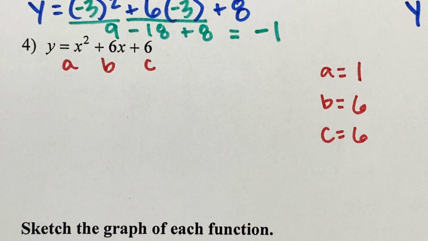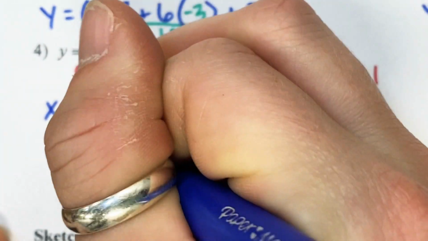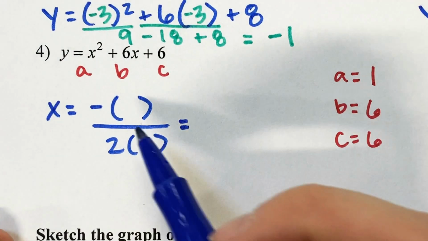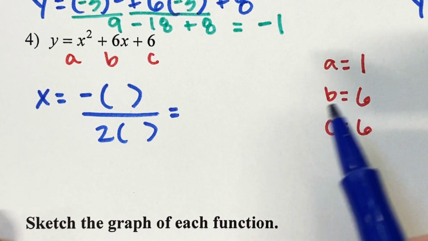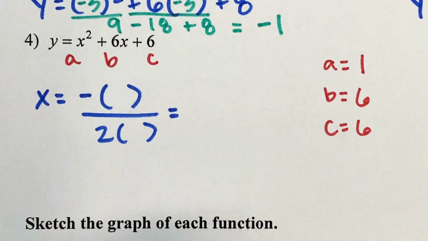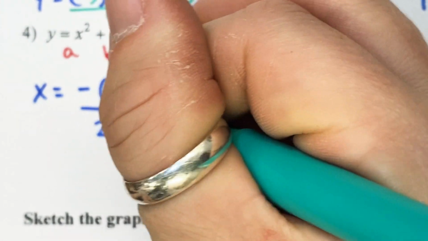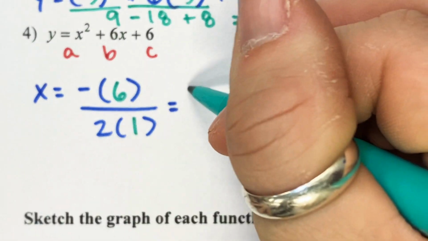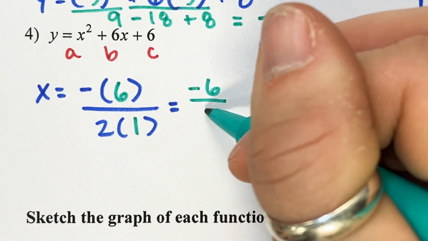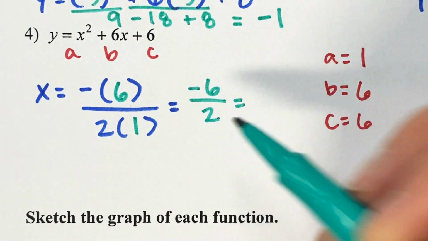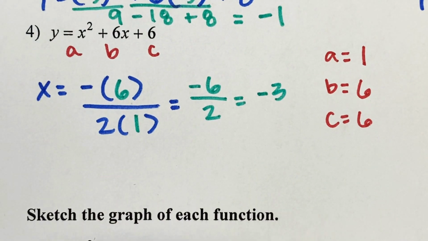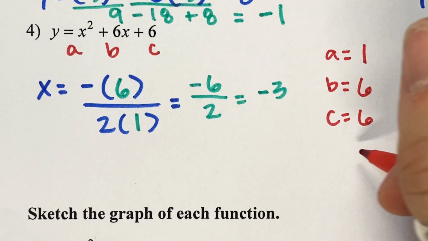Okay, so let's go ahead and plug it into our mini formula. So we have x is equal to negative b over 2 times a. Okay, so let's go ahead and plug in what we need to. So negative b on top. B is going to be 6. 2 times a. A is 1. So let's go ahead and solve this. We have negative 6 on top. 2 times 1 is just 2. What is negative 6 divided by 2? Negative 3.